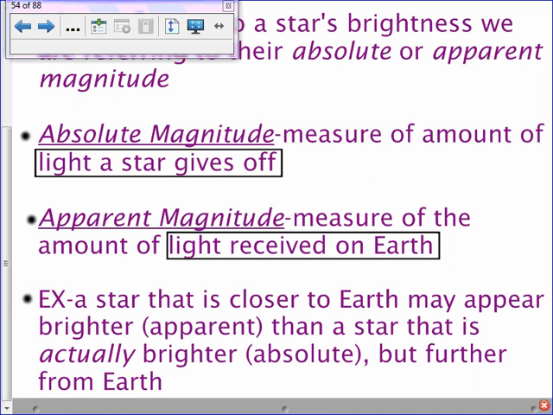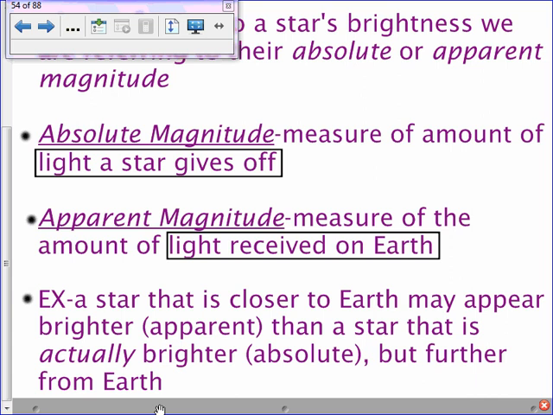An example being that the absolute magnitude of a star may be very different from its apparent magnitude. For instance, a star that is closer to Earth may appear brighter than a star that is actually brighter but farther away from Earth. So we could have a star that is, let's say, 100 light years away that appears dimmer than a star that's only 4 light years away. Well, that's their apparent magnitudes.